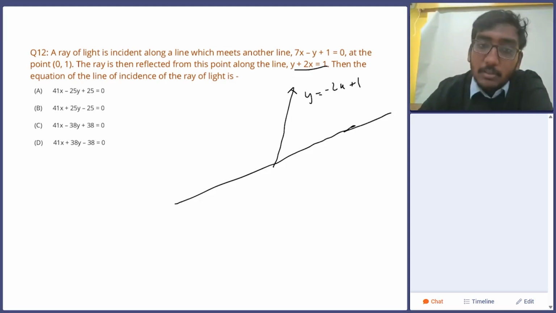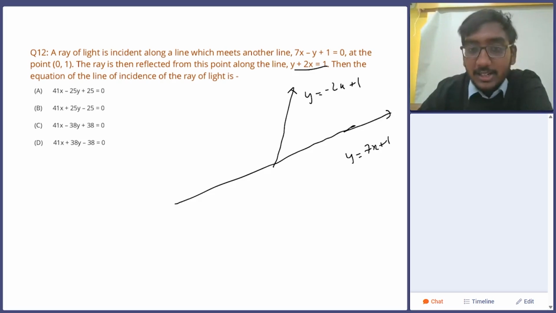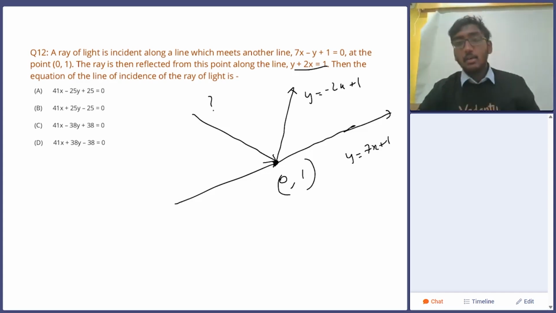And what will be the equation of the mirror? It will be y equal to 7x plus 1. And what about the equation of the incident ray? That is the question. For that, we have one point from the incident ray, that is 0, 1. That is the point at which it gets reflected. Given one point and the slope, we can determine the equation.